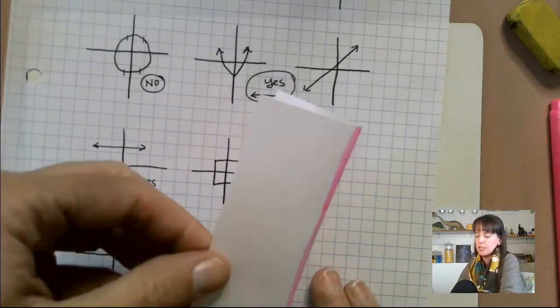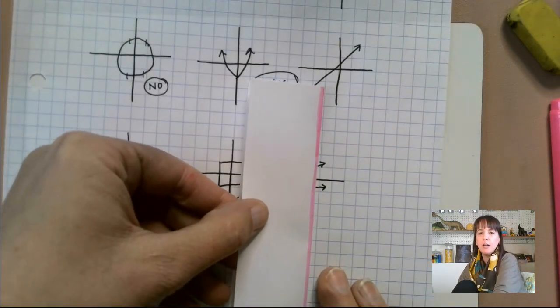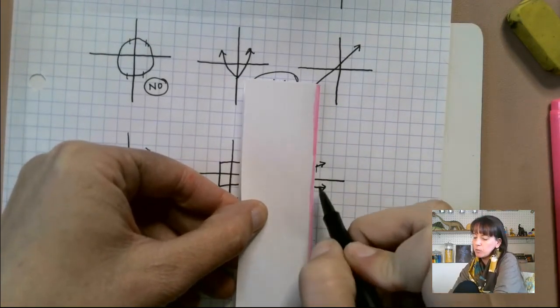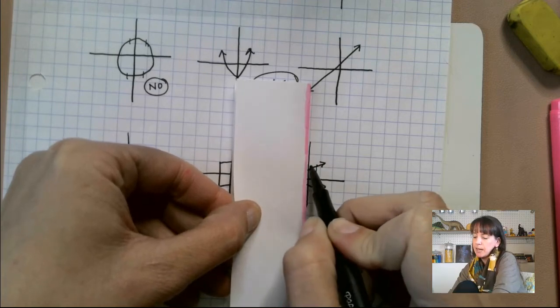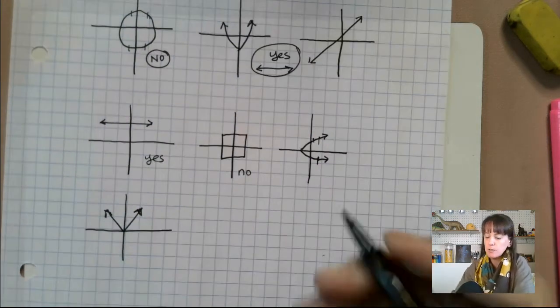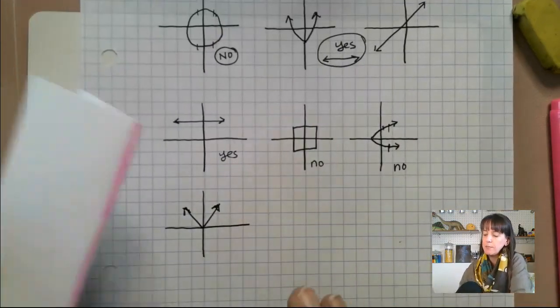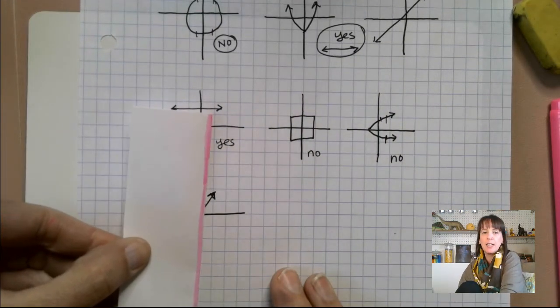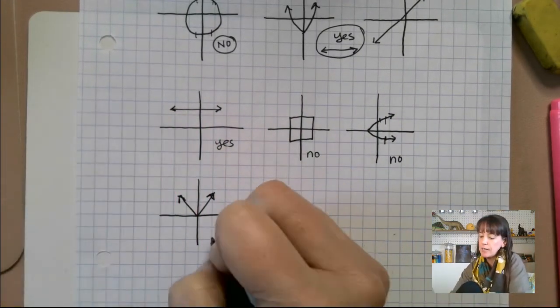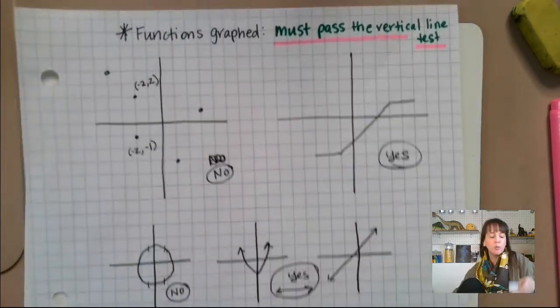So I think you might be catching on here. This one, also a no, because look, you can see right there, it crosses more than once. Same with like right there, right? All those different spots. So this is a no. Over here, this guy passes the vertical line test. Beautiful. So this one is a function. All right, so to sum this up, let's go back to that original page.